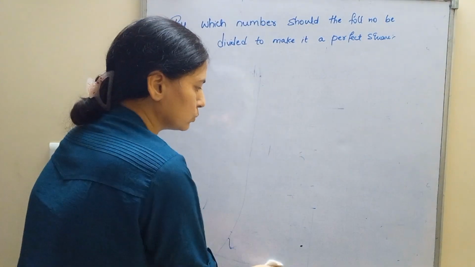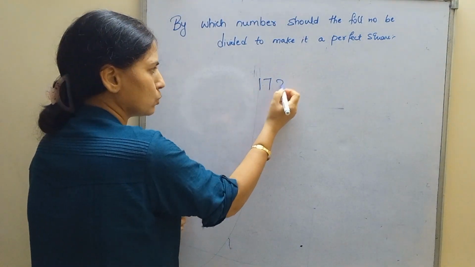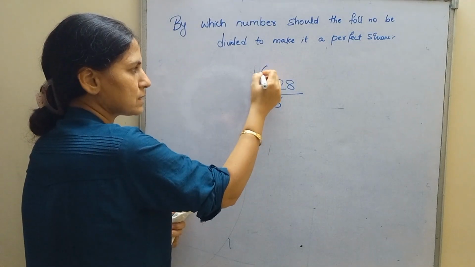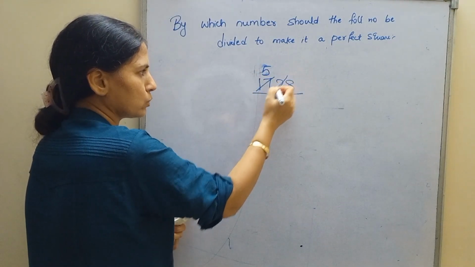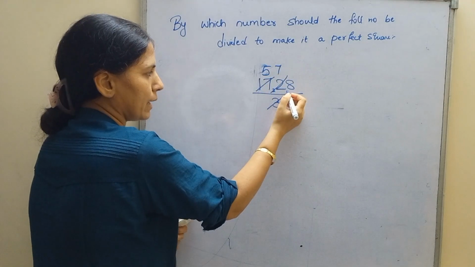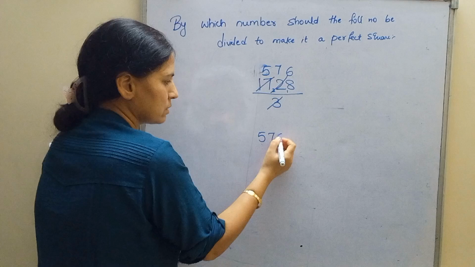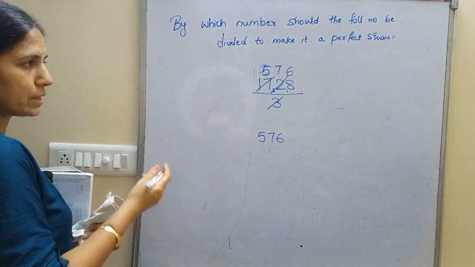And if they ask you, then what would be the perfect square after division? So it was 1728, you have to divide it by 3 and see. 3 6s are 18. So sorry, 3 5s are 15. Remainder 2, 3 7s are 21 and 3 6s are 18, 576. So now what is the square root of 576?